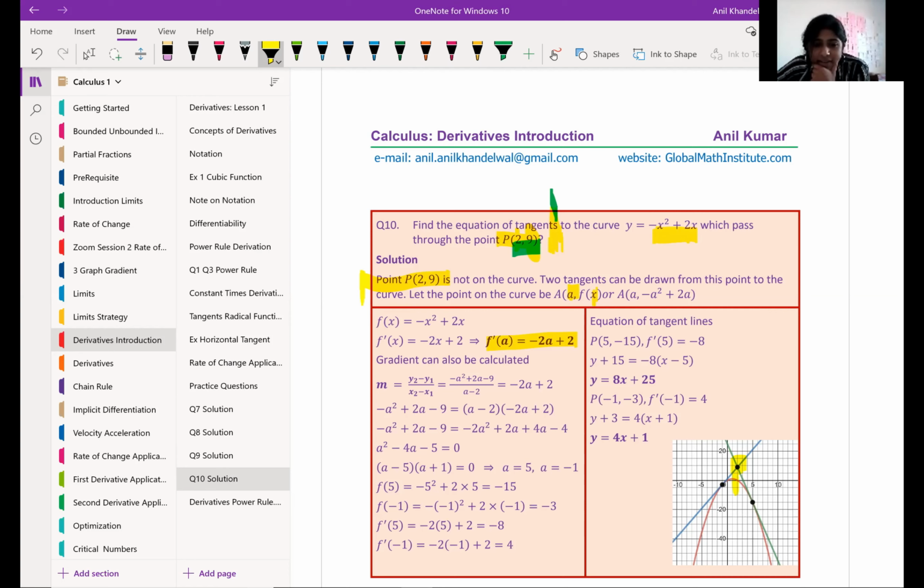Now the slope between any two points is y2 minus y1 divided by x2 minus x1. So y2 is minus a squared plus 2a, minus the y value of the point, which is 9, divided by x2 minus x1. And we get an expression. The other slope is minus 2a plus 2. Now, these two slopes should be the same because we're talking about the same line. So now we equate them, correct?